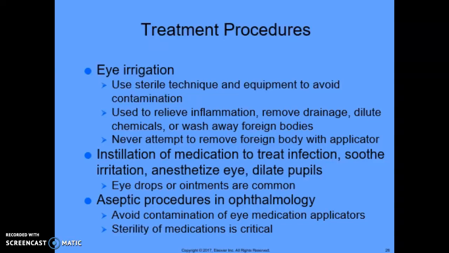The eye is irrigated, again, to relieve inflammation, to remove drainage, to dilute chemicals, or to wash away foreign bodies. And newly opened sterile solution should be used for each patient and should be discarded after instillation or given to the patient for home use. Again, we don't want to cross-contaminate these. Procedure 13.3 details how to perform the eye irrigation, and 13.4 how to instill the eye medication. You are doing cue cards on both of these, and you will be practicing these procedures in class.